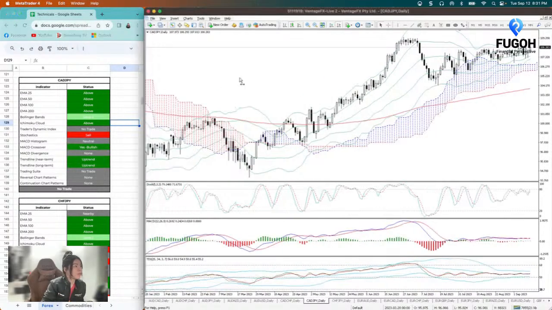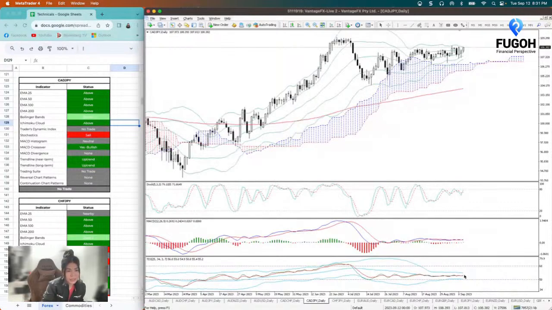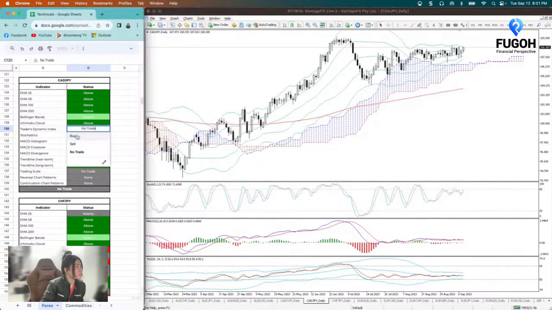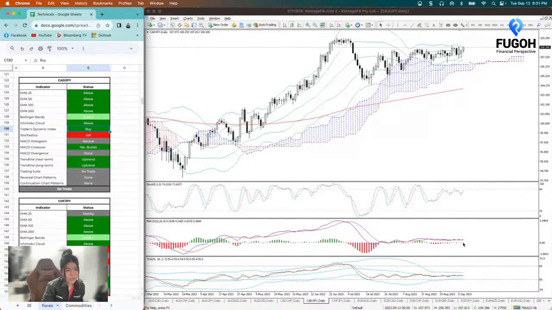Ichimoku Cloud is still above. How about our TDI? TDI, we have a buy. Yeah. Let's go for a buy. For stochastics, it's a sell. Our histogram is not very sure. Let's just say neutral, right?